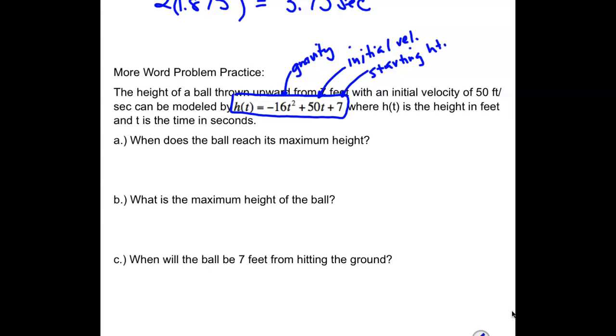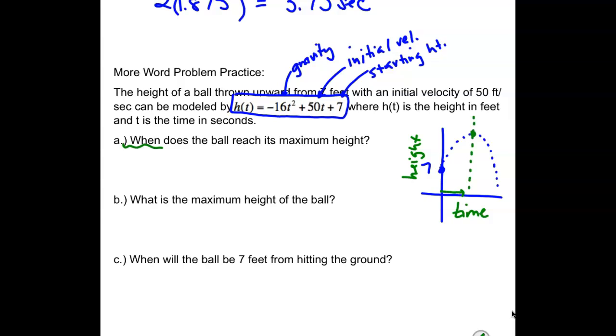All right, so the question asks, when does the ball reach its maximum height? So once again, we are looking at starting here at 7 feet. The ball is going to go up in the air. Gravity will pull it back down. Our time is our x-coordinate, and our y-coordinate is height. So when does it reach its maximum height is asking us to figure out how far over we have to go to get to that middle mark.